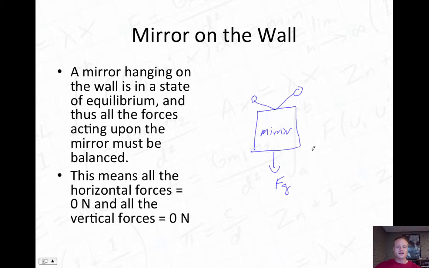Now, what is balancing out the force of gravity? These 2 ropes have a tensional force, F sub t, the force of tension. And basically, that force is balancing this force of gravity. So this means that all the horizontal forces must be 0 newtons, and all the vertical forces must also be 0 newtons. Okay?